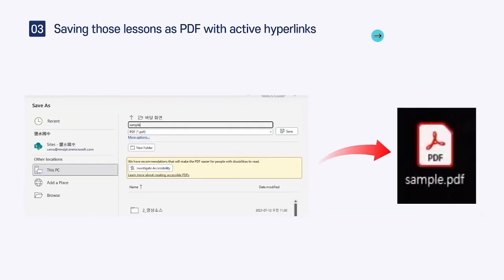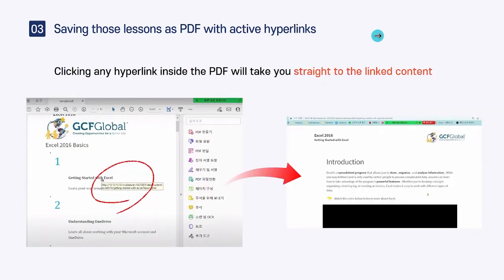After the lesson plan has been written in Microsoft Word, the next step is to save it as a PDF. Simply save the Word file to the desktop as a simple PDF. Once saved, feel free to close all Word and browser windows. While opening the PDF, it will launch in Acrobat Reader or your computer's default viewer. Now, here's the important part. Clicking any hyperlink inside a PDF will take you straight to the linked content. This allows classes to proceed smoothly without needing to reopen multiple folders or search through files.